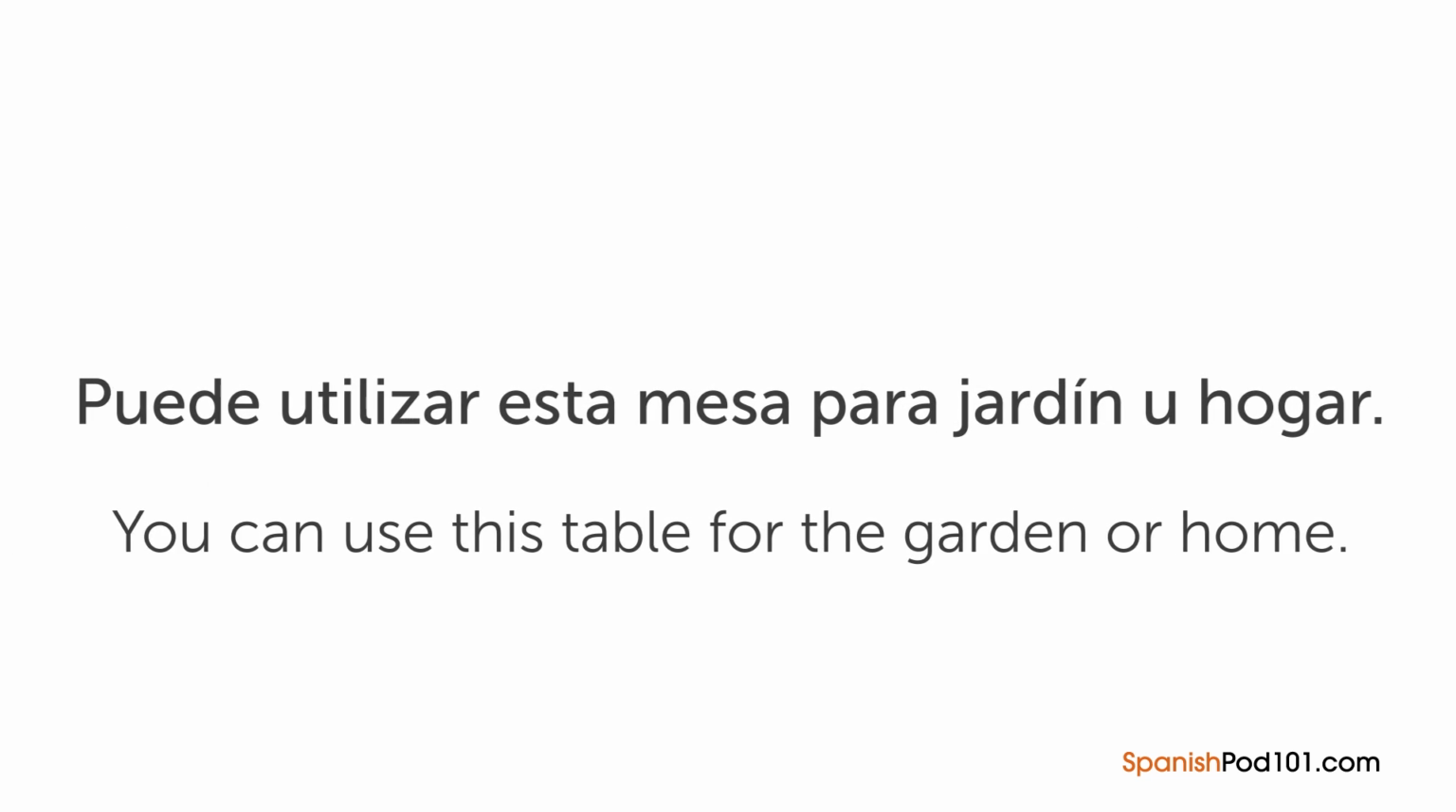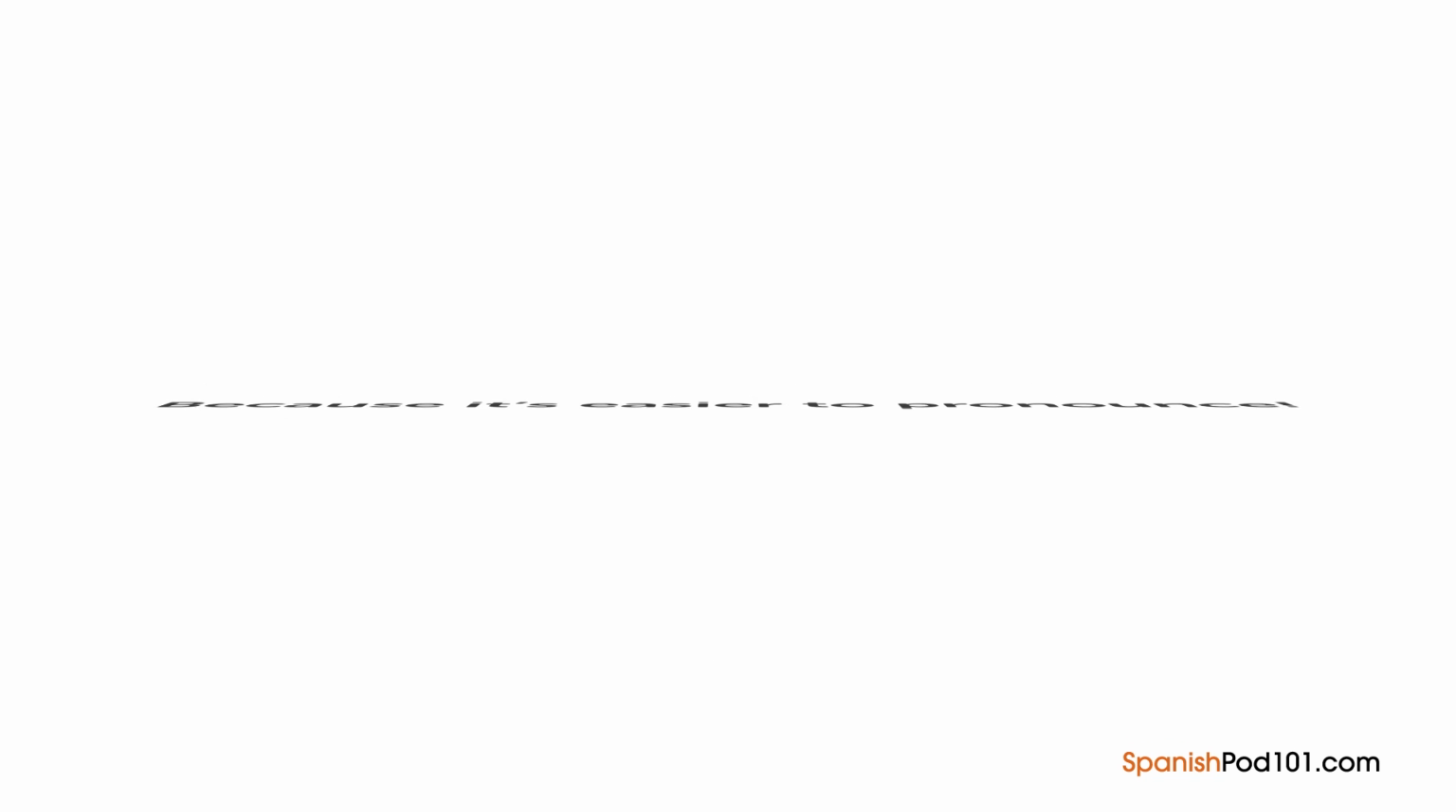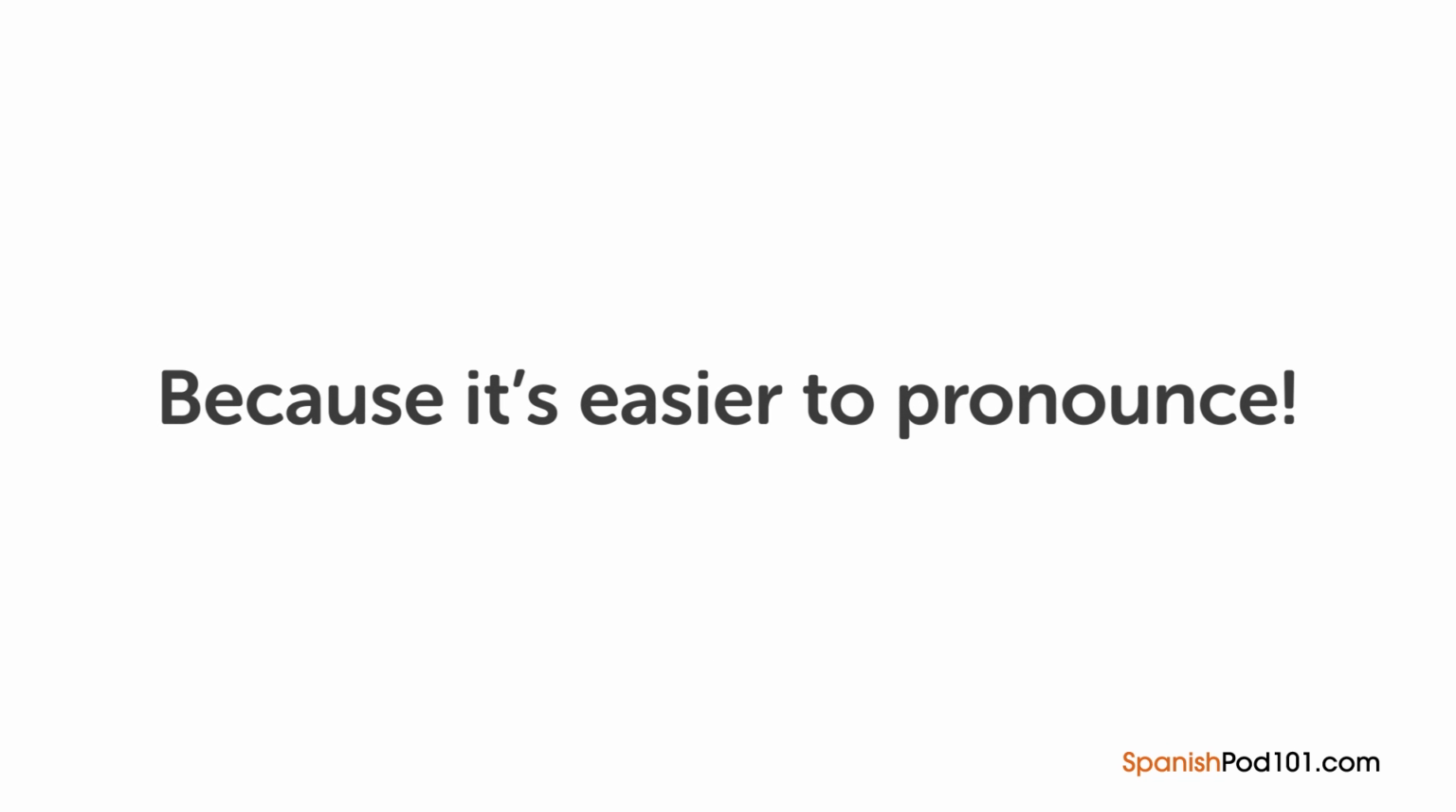Another example would be: puede utilizar esta mesa para jardín u hogar. Meaning, you can use this table for the garden or home. So why do the words change? That's easy, because it's easier to pronounce.